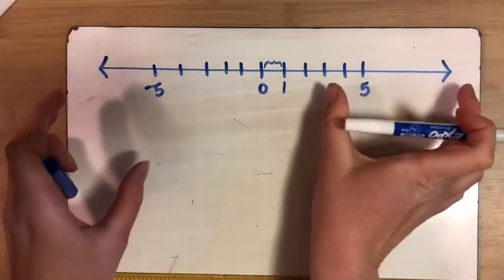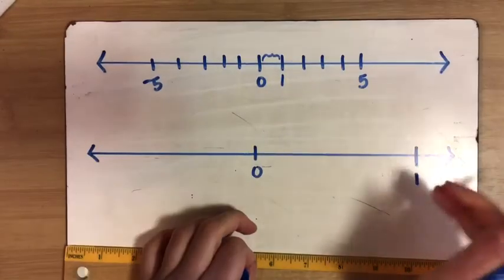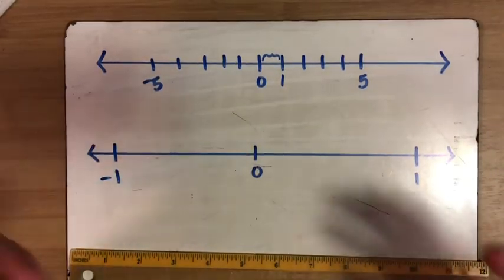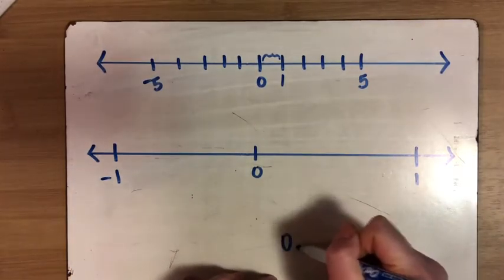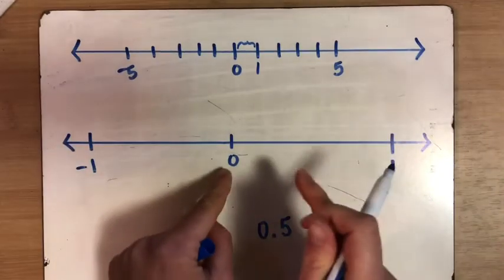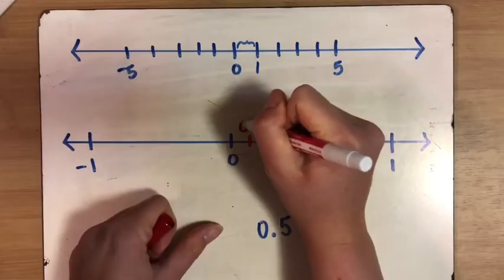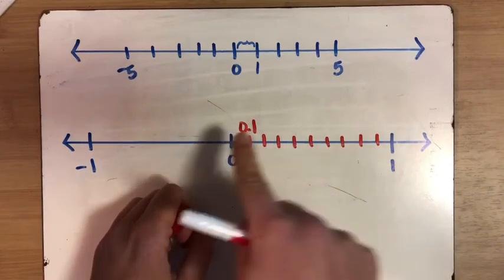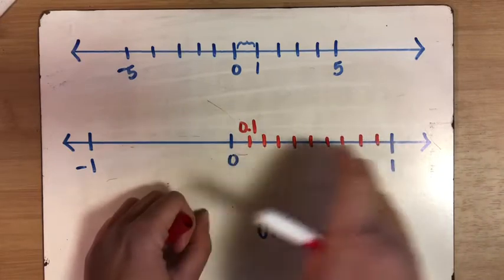So I can take this number line and I can zoom it in. So now 1 is way over here, and over here we have -1. Now let's say that I wanted you to plot the number 0.5. What that means is basically between 0 and 1, we are breaking this down into 10 parts. So each of these red little tick marks is equal to 0.1. It's equal to 1/10 because I have broken this into 10 pieces.